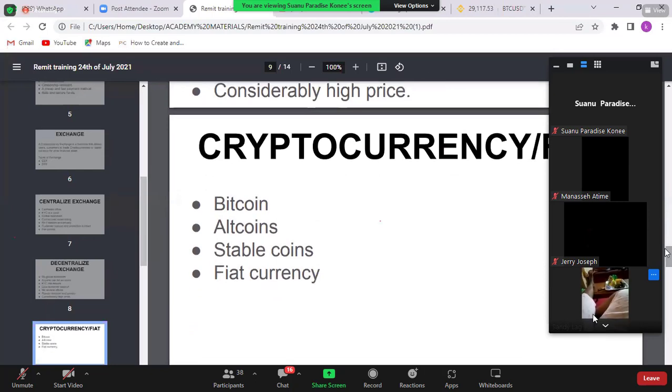So, now we have, number one, cryptocurrency, and then we have fiat. I have explained cryptocurrency, and I have explained fiat in our previous slides. I have told us what fiat is, and I have told us what cryptocurrency is. Now, these are examples of cryptocurrency.